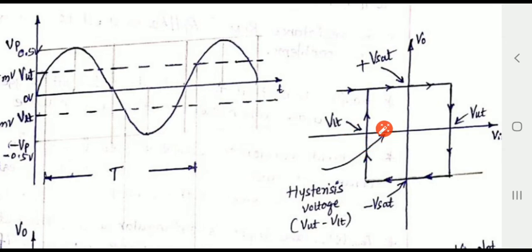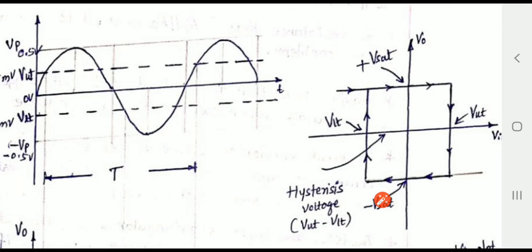As soon as it becomes greater than VLT, this part of the waveform, it switches again to plus V saturation. It increases towards plus V saturation and remains at V naught equals plus V saturation until the waveform reaches this value, again this part of the input waveform. Like this, it continuously circulates. We call it hysteresis, which is nothing but the difference of VUT and VLT. So this is a Schmitt trigger.